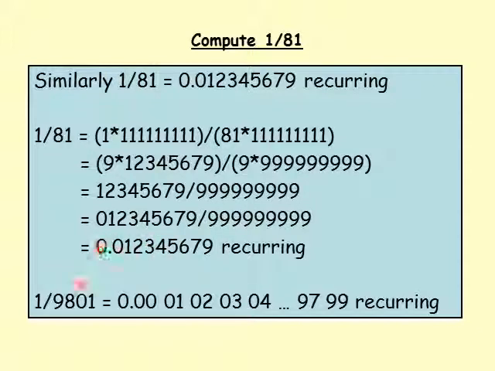So you see that similarly, if we were to do 1 over 9801, 9801 is the square of 99, just like 81 was the square of 9. We would get 0.0001, 02, 03, 04, all the way up to 97 and 99, and the recurring number 98 would be missing.